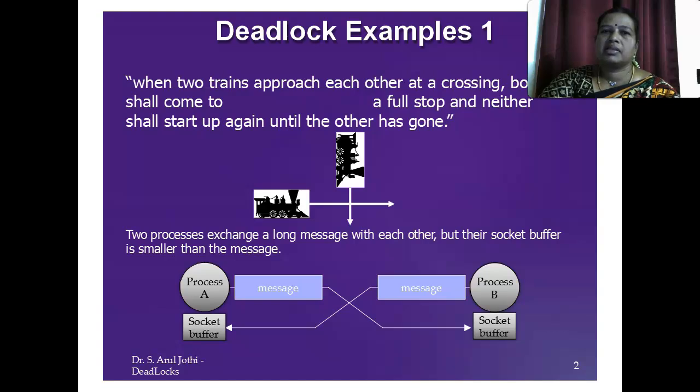One real example of deadlock is when two trains approach each other at a crossing, both shall come to a full stop and neither shall start up again until the other has gone. The same is the example in our case. Two processes exchange a long message with each other, but their socket buffer is smaller than the message. Here is the diagram illustrating the sequence, process A and process B with a long message shared between each other.